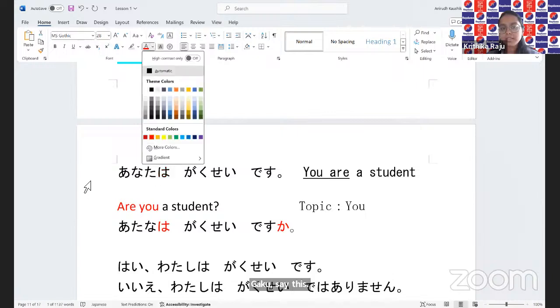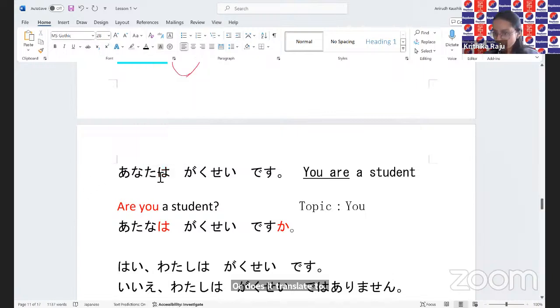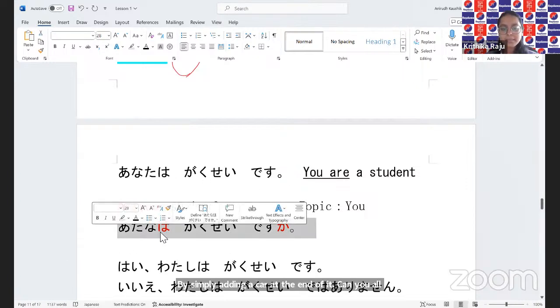You are a student. Yes. As for you, you are a student. As for you, anata wa, are a student, gakusei desu. Okay. Now the same thing, you can switch it to a question by simply adding a ka at the end of it. Can you all read this sentence, please?